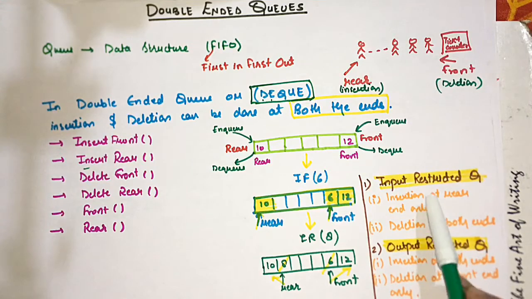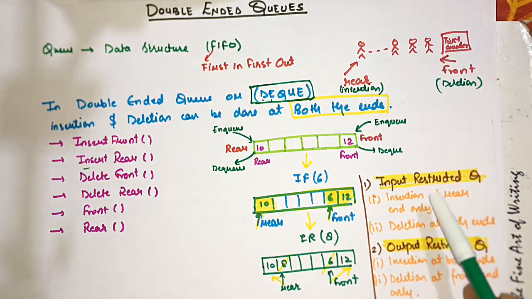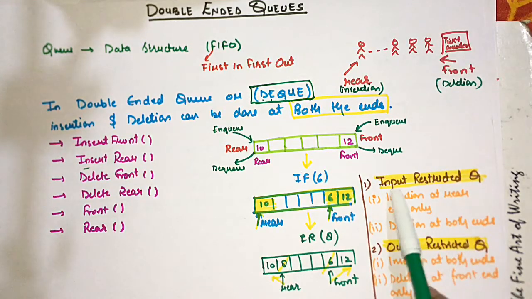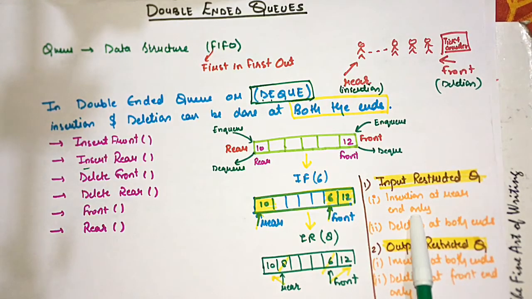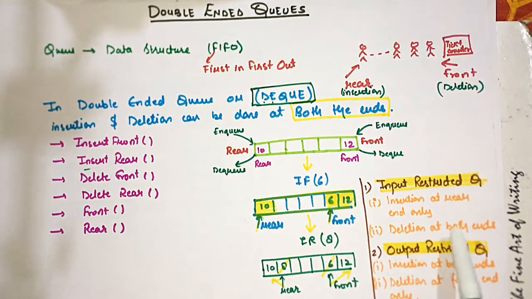So guys, the first one is the input restricted queue. As the name suggests, it is input restricted. It means insertion will be done at the rear end only, while deletion can be done at both the ends. Insertion means NQ and deletion means DQ. And the second one is the output restricted queue. As the name suggests, output is restricted, means deletion is done at the front end only and insertion can be done at both the ends.